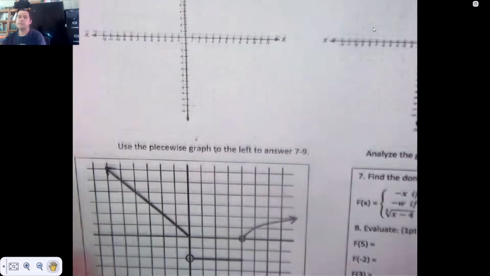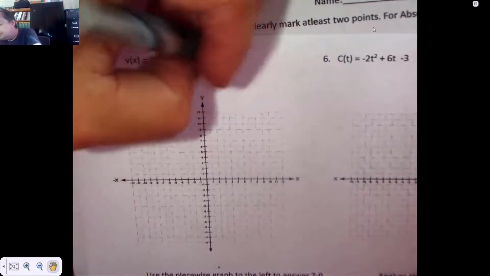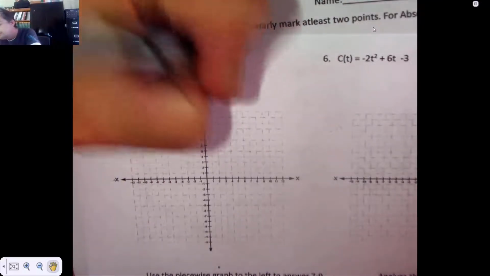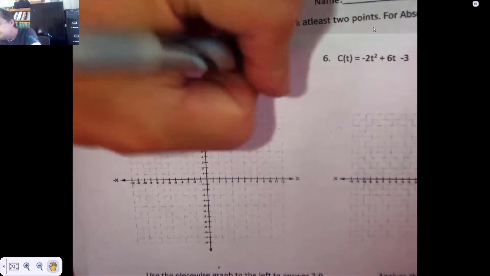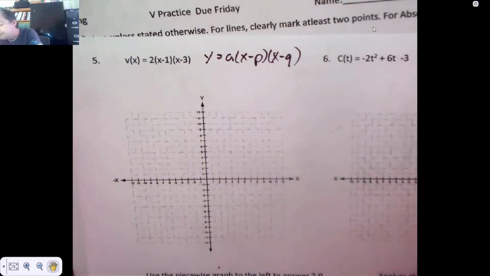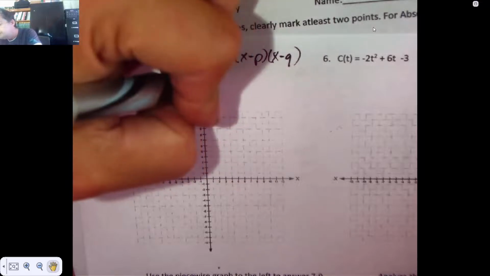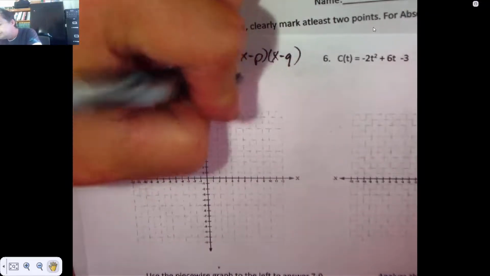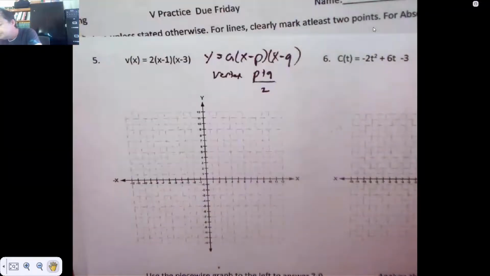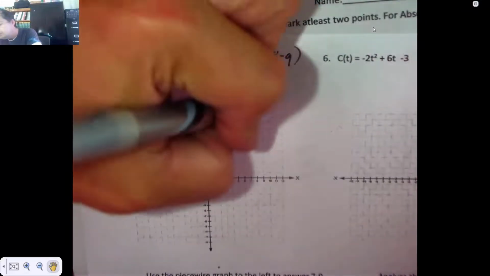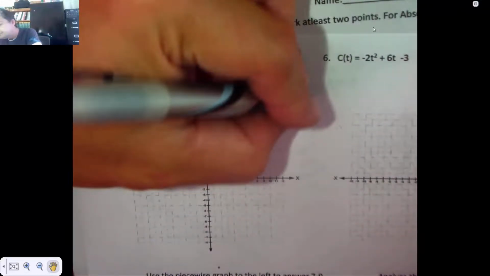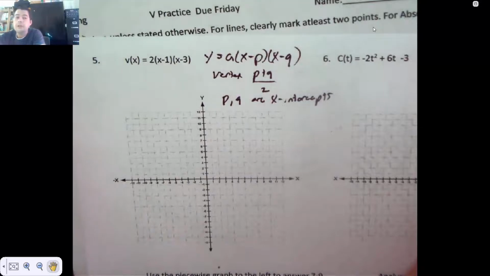All right, number 6. This is the one that went really, really bad. It's because we refused to learn our forms. We have a form y equals a times x minus p times x minus q. It is a very useful formula. We'll discover that in chapter 5. So it's extremely useful. Your vertex is at p plus q over 2. And by the way, p and q are x-intercepts. For those of you who don't know what those are, you should probably repeat your freshman year of high school. That's where you cross the x-axis.